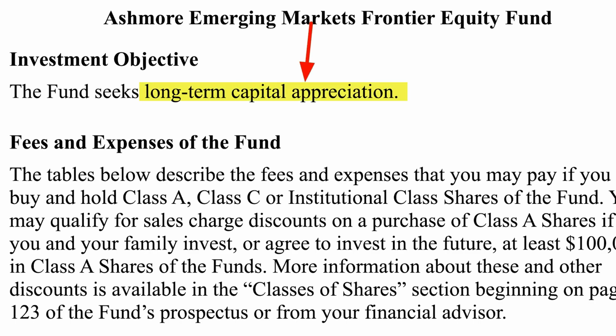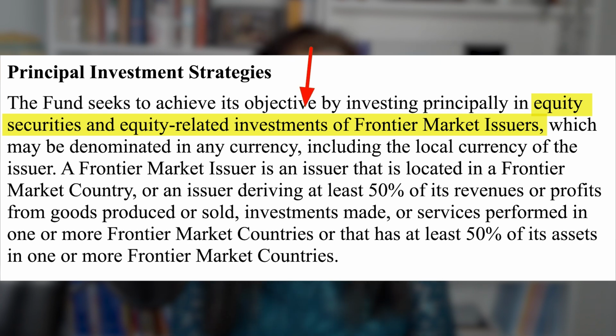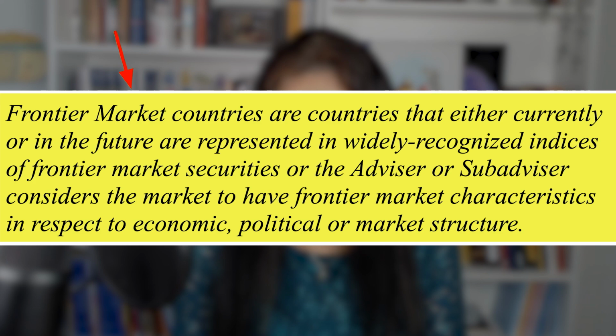For example, let me show you this prospectus for Ashmore's Emerging Markets Frontier Equity Fund from 2016. I'm not recommending you buy or sell this fund. I'm using this fund for illustration only. The stated investment objective on page 58 is long-term capital appreciation. If you scroll down to principal investment strategies, how the fund intends to achieve its objectives, it invests in equities of frontier market issuers. Then it goes on to define what a frontier market issuer is. The stated benchmark is the MSCI Frontier Markets Index.